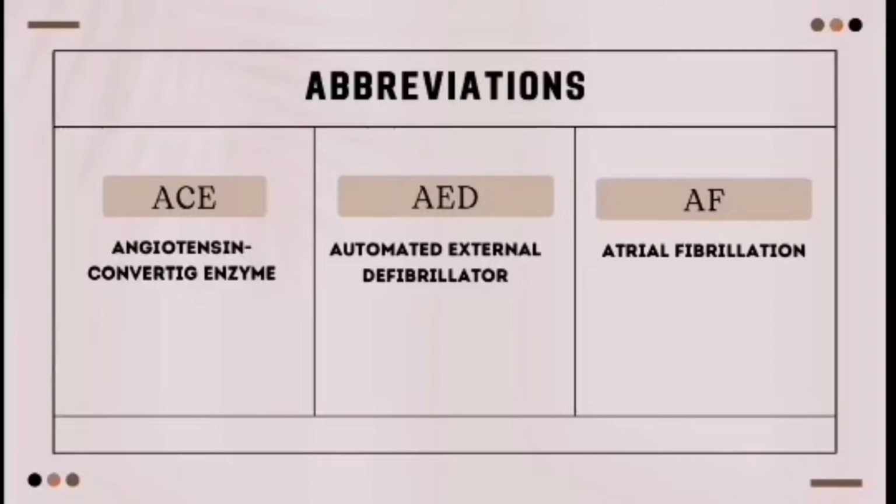Atrial fibrillation. Atrial fibrillation happens when abnormal electrical impulses suddenly start firing in the atria. These impulses override the heart's natural pacemaker, which can no longer control the rhythm of the heart. This causes you to have a highly irregular pulse rate.